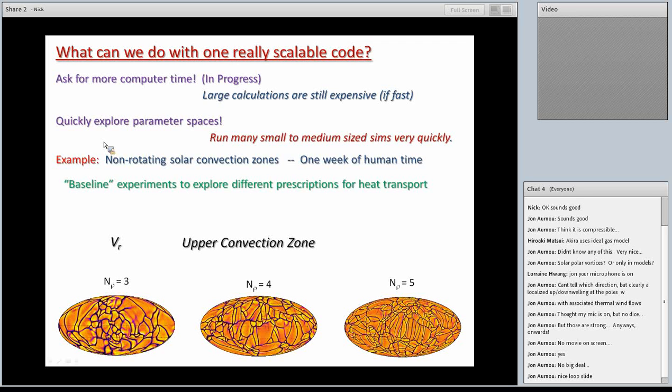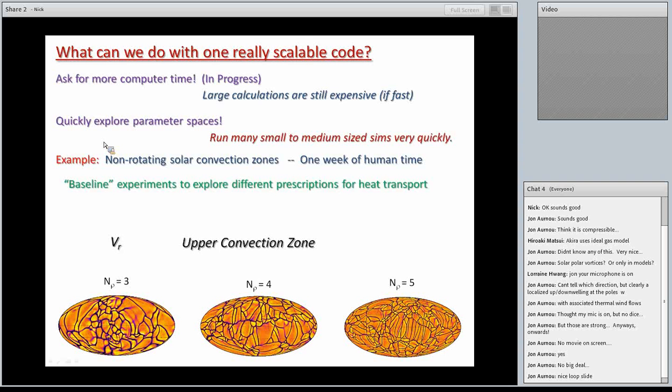What I like to do is now I can come in the morning with a couple of ideas of a simulation I want to run, and I can quickly explore parameter spaces for small and medium-sized simulations. Even for things that aren't quite so small or medium-sized, you can do them in a pretty reasonable amount of time. This is just one example of something I did in a week.